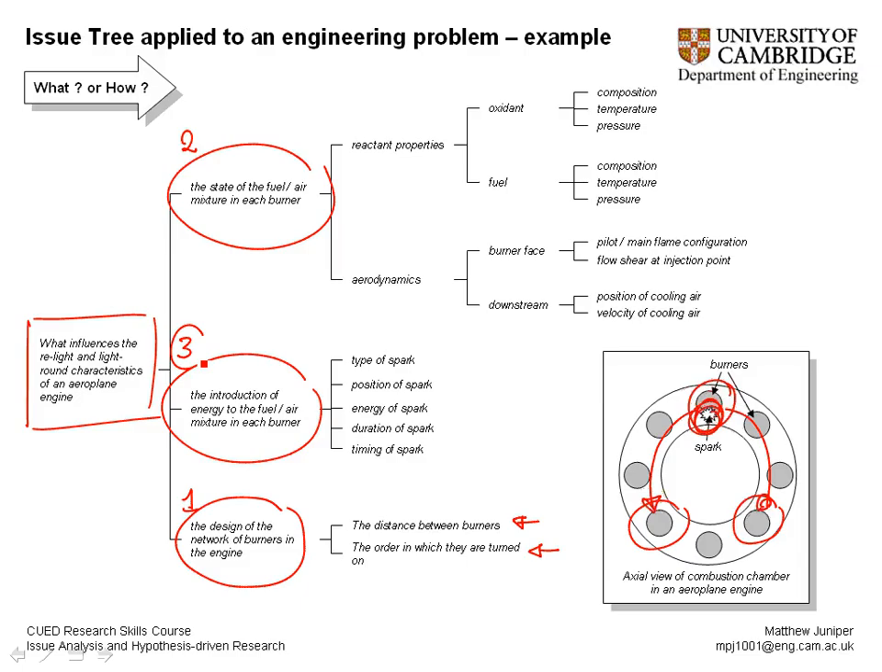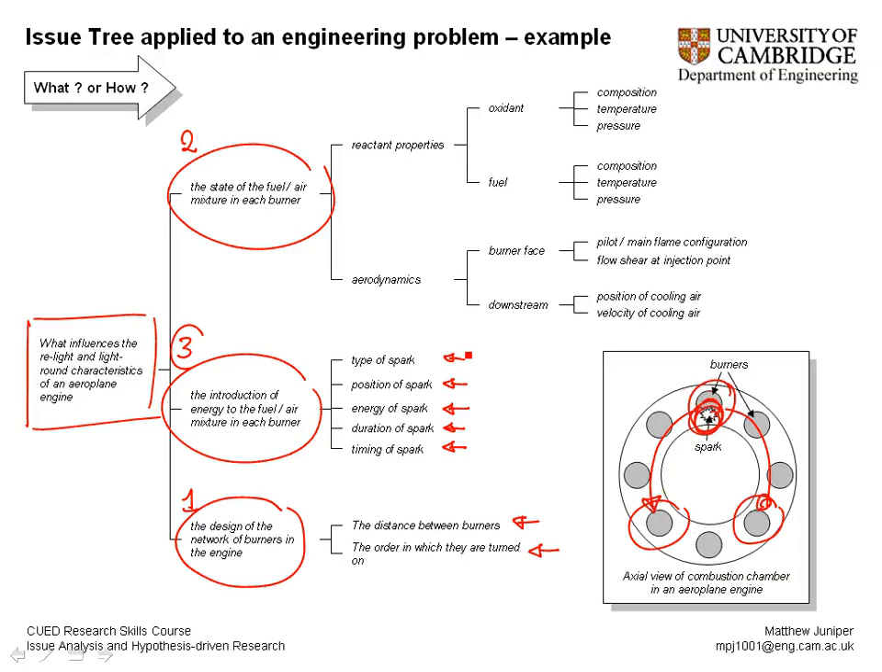This is the spark, and you've got things like the type of spark, how hot it is, the position of the spark, the energy of the spark, and the duration, which is how long you would keep it on for, and the energy is how much energy would be going into the spark. All these things will affect the relight characteristics of the burner, and the timing is how you time the spark, how many you do, what spacing you put between the sparks, and so on. These are all things that you might like to test the influence of. They certainly would all influence the light round and relight characteristics of the engine.